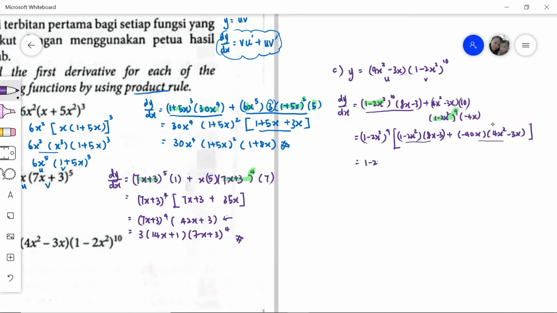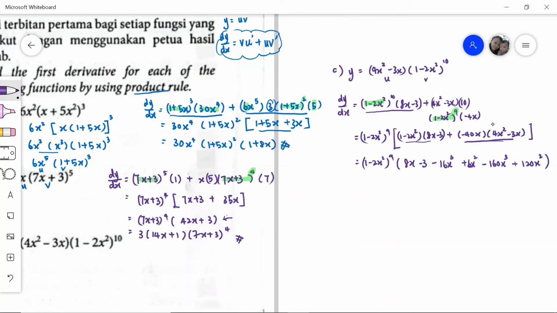So we have 1 minus 2x squared raised to the power of 9. Let's expand this one. We have 8x minus 3 minus 16x cubed, and then plus 6x squared. And then expand the second term. We have negative 160x cubed, and then positive 120x squared.